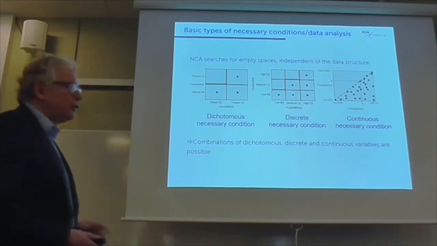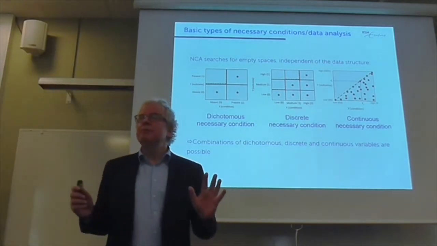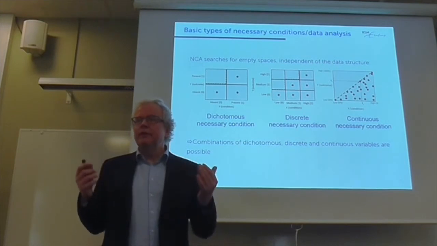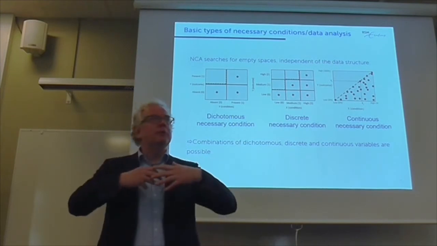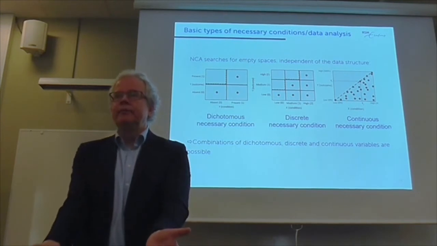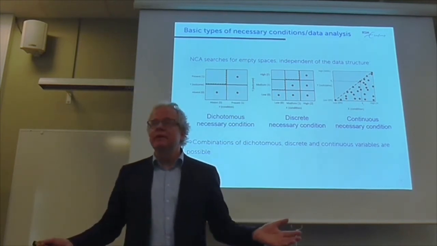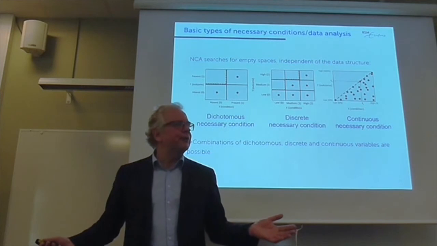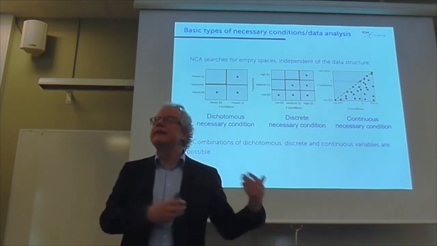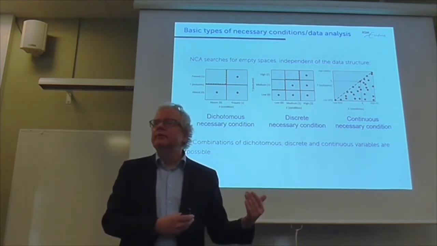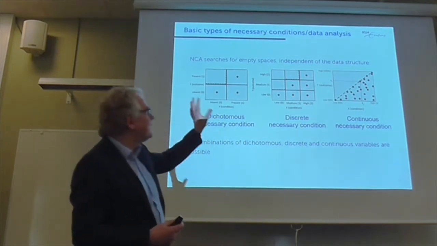So basically what we are doing here is we are looking at the empty spaces. That's the essential thing. It's strange, because normally when you look at data, you look where are the data. But with necessary condition, you look where it's empty, where there are no data. That's a fundamental difference, because you predict absence. So where it's absent, that's the area where it's absent.